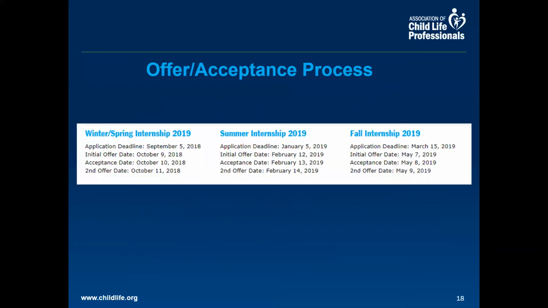A list of the ACLP's recommended deadlines can be found at childlife.org, as well as on this next slide. The offer acceptance process, as you can see, is clearly laid out for each session during the year. For example, if you're having a summer intern, the application deadline would be January 5th. The initial offer deadline would be February 12th. 24 hours after that, the student could accept or decline your offer on the 13th. And then on the 14th, your second offer could be made.